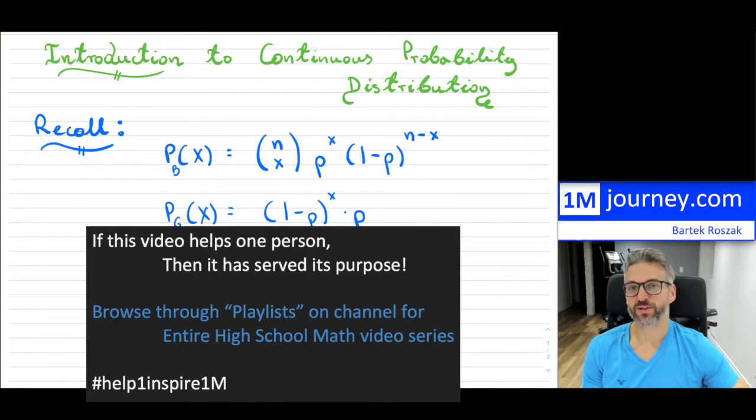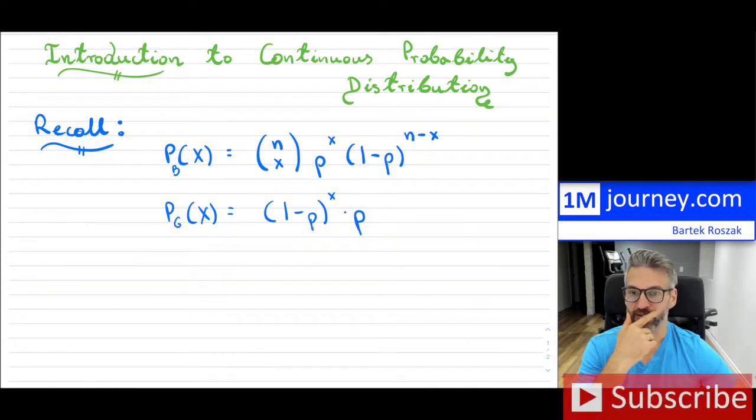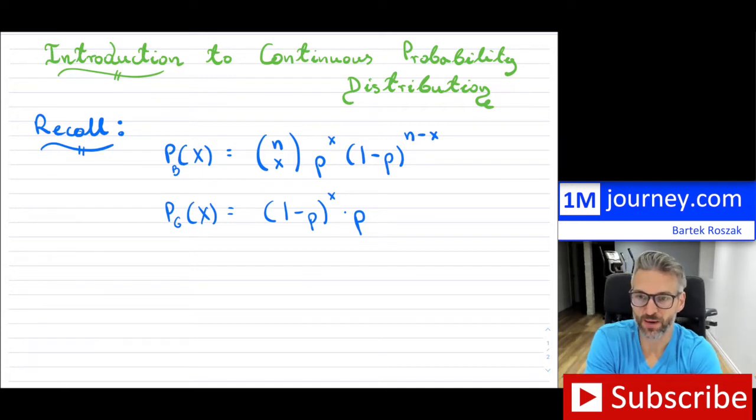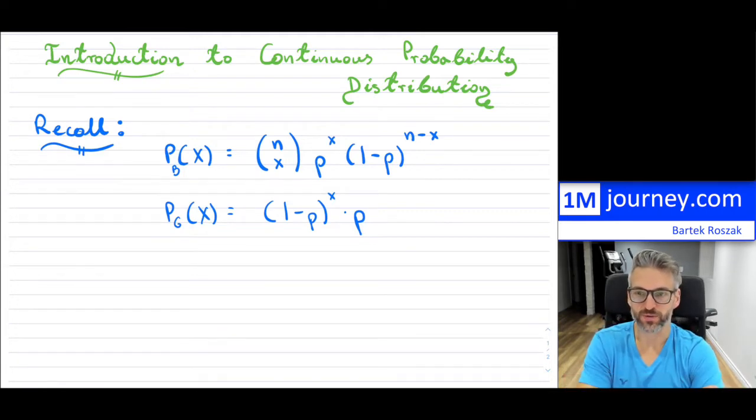My assumption here was that you covered discrete probability distributions, and I will bring you back. As you can see on the screen, it says recall, and then it gives you these probabilities. I put a little P_B for the binomial distribution. X is our random variable, and then you have n choose x, p to the x, 1 minus p to the n minus x. That was our binomial distribution.